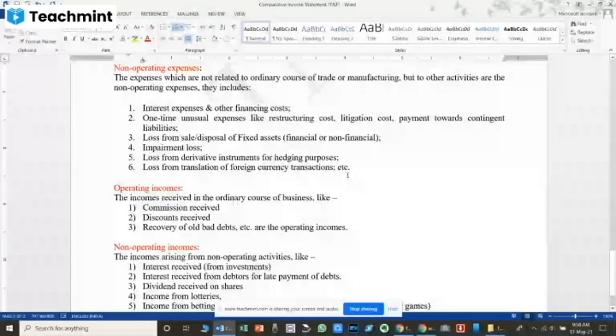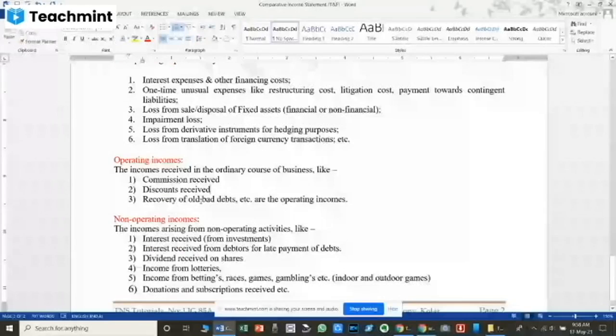Then operating incomes, that is the common incomes arising from the trading activities: commission received, discount received, recovery of old bad debts. Bad debts arose during the last year, but are recovered during the year. You already covered this in the last semester in your income tax, recovery of rent was there, but in the studies of business and profession it becomes a very important point. Recovery of old bad debts arisen during any of the previous years, maybe 10 years back or even 20 years back, but which are recovered and collected during the current year, is called recovery of old bad debts. That is also taken as one of the operating incomes.